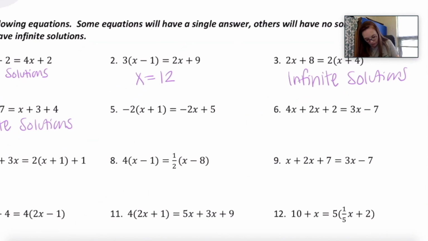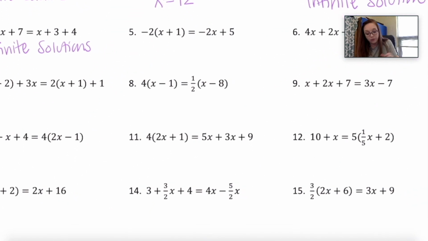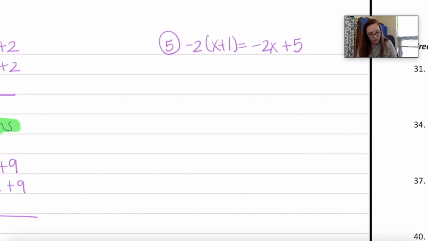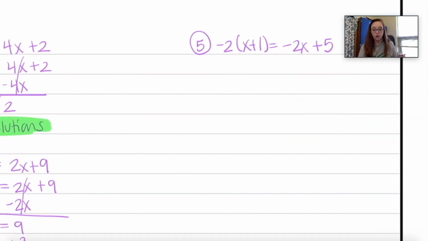And now we're going to look at number 5. So I'm writing that down on my paper. Okay. So here I have number 5. I'm going to start off by distributing that negative 2. So negative 2x minus 2 equals negative 2x plus 5. To solve this equation, I'm going to have to add 2x on both sides.